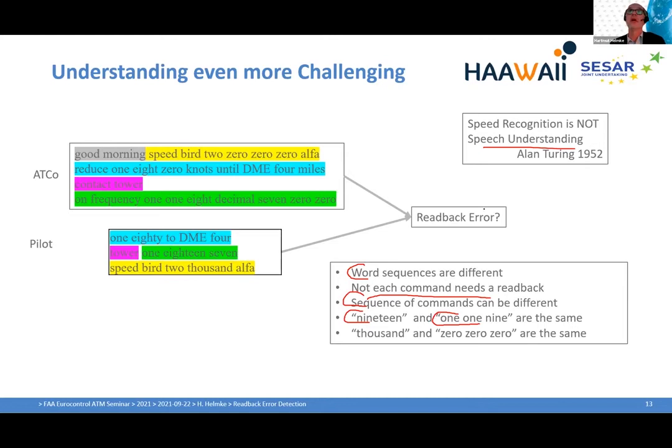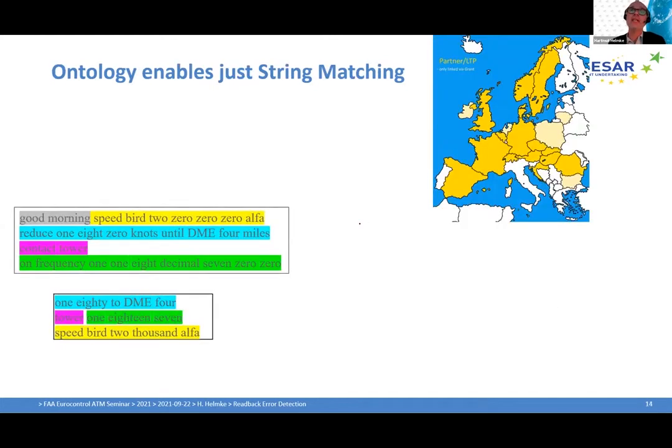So how can we now do the speech understanding? Here the CESAR funded project 1604, which ended 3 years ago, really helps, because here 22 European partners agreed on a so-called ontology, rules for how we transform controller words and pilot words into a simpler representation. So how to do the semantic interpretation.